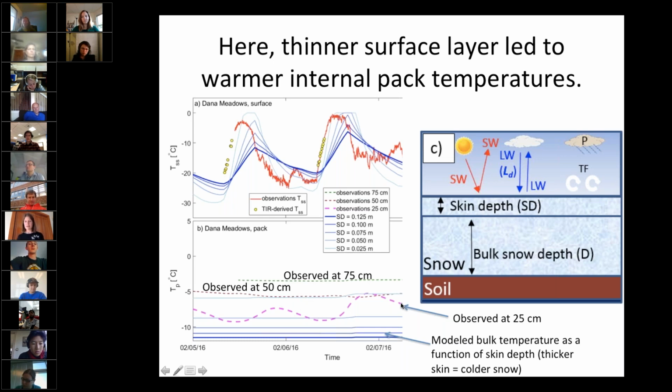So it's 25 centimeters, 50 centimeters, and 75 centimeters deep in about a meter deep snowpack, compared to the modeled bulk temperature. So you can see that the very thin surface layer is actually warming up during the day and transferring heat to the bulk snowpack. And the very thick one has a much colder bulk snowpack here because it doesn't heat up as much, and it doesn't transfer heat down into the snowpack.